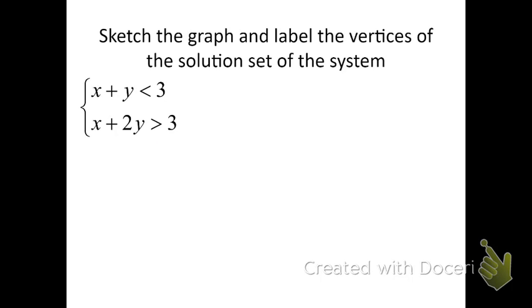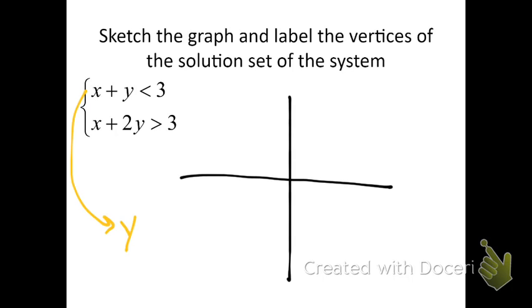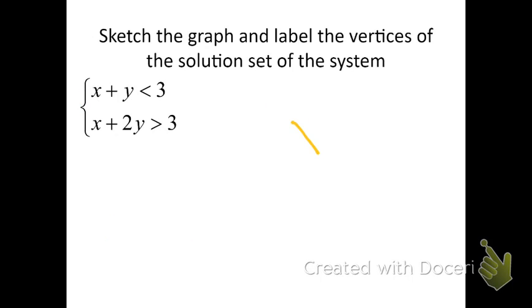Alright, here's another quick example just to walk you through it. So sketch the graph and label the vertices. So the first graph I'm going to put into slope-intercept form by subtracting x on both sides. So I see I have a y-intercept of 3 and a slope of negative. Oh man, my picture messed up.